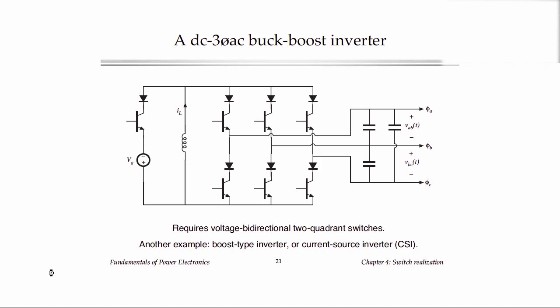There are examples of the need for voltage bidirectional switches. They aren't as varied as the current bidirectional case. Here is one: it's a DC to 3-phase AC inverter that is based on the buck-boost converter. And the left-hand side looks like a buck-boost converter where the inductor is connected to VG during the first interval by turning this transistor on.